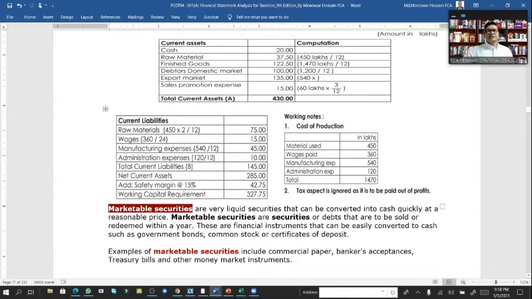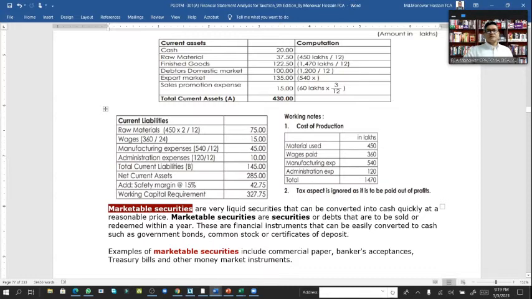Manufacturing expenses also for 1 month. Administrative expenses paying after 1 month. So here 120 divided by 12, we'll get 10 lakh. So total liability is that 145 lakh. And from current asset 430, if we minus current liability 145, then we will get 285. And from 285, if we multiply safety margin 15%, then we'll get 42.75.